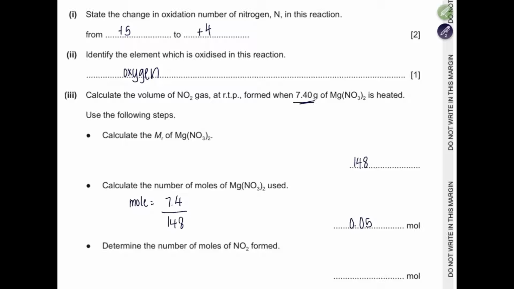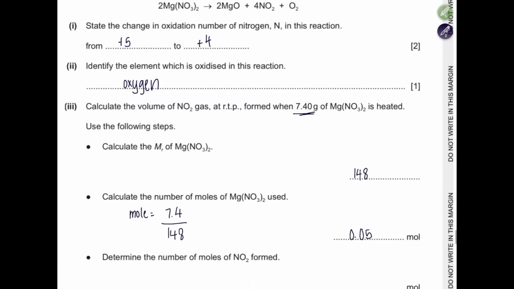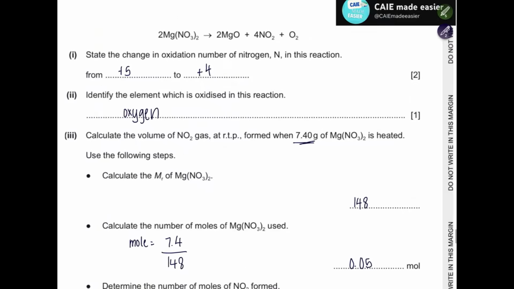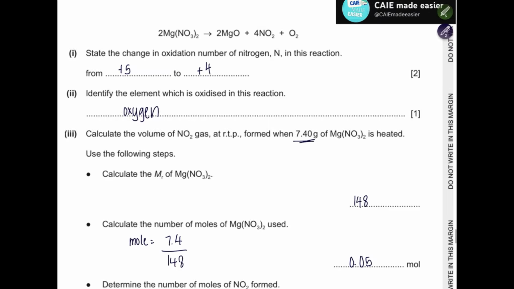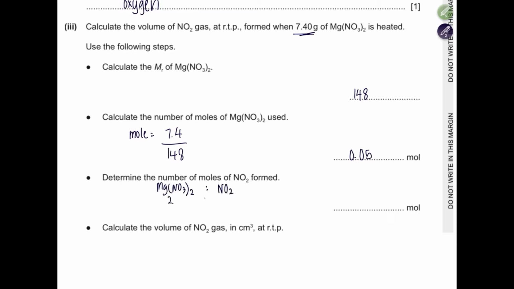Determine the number of moles of NO2 formed. So the ratio between NO2 and magnesium nitrate is here 2 to 4. This is X and this is 0.05. So X is going to be 4 times 0.05 divided by 2. This gives you 0.1 moles.